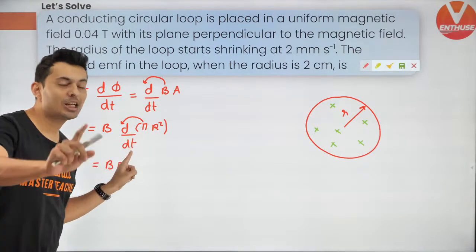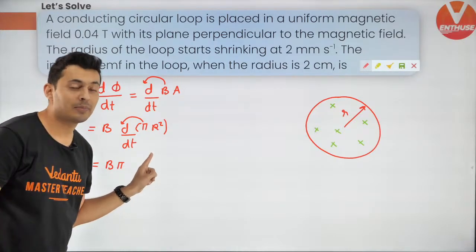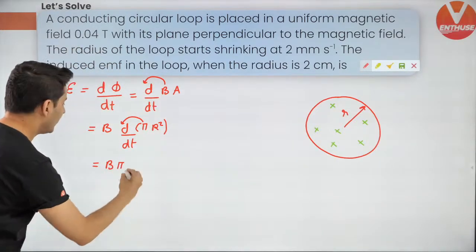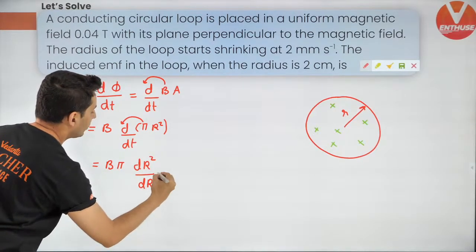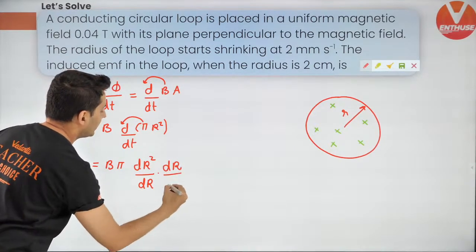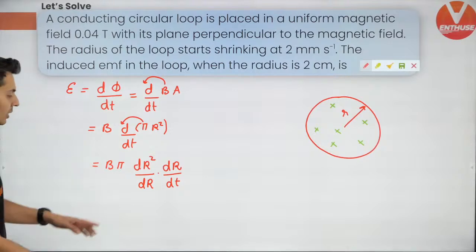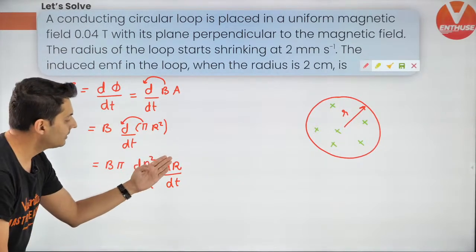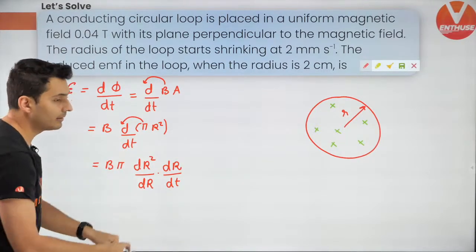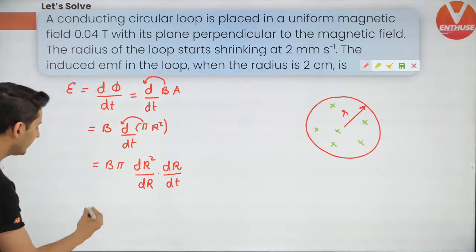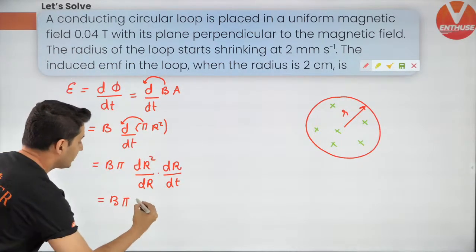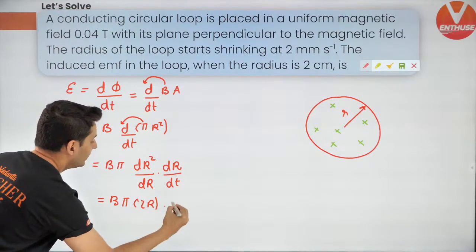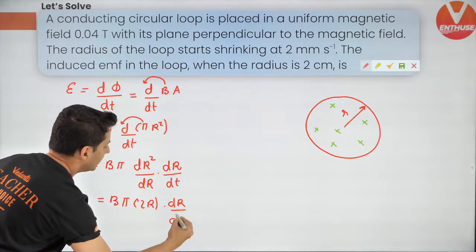Now r square cannot be differentiated with respect to time directly. You need to use the chain rule, be careful. So you will write it like this: differentiate with respect to r and multiply by dr by dt. You can see dr will get cancelled, so you will still get the same equality. Now this can be differentiated. So this will be B pi, the derivative of r square is 2r, into dr by dt.